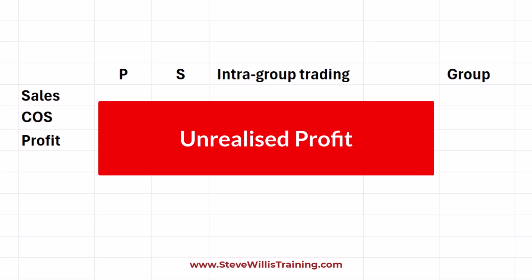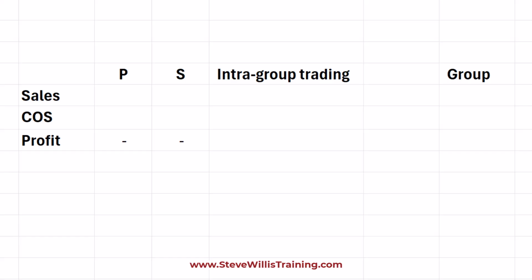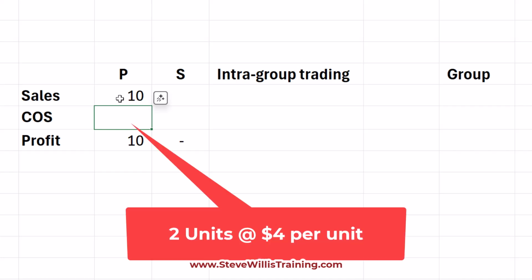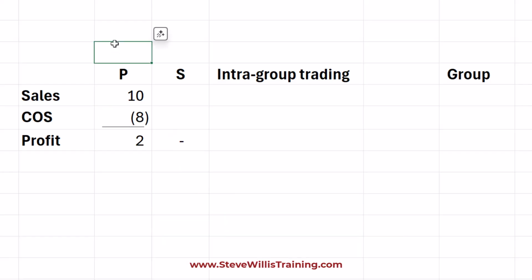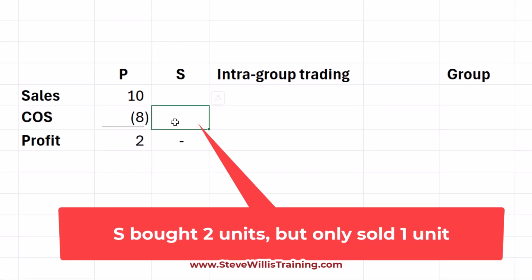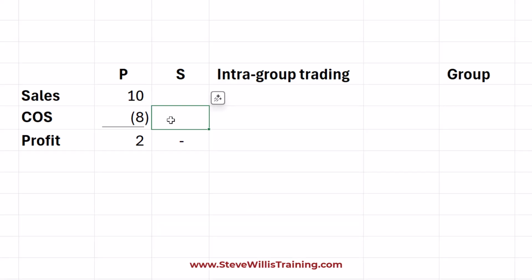Let's look at the next complication. And it's the same situation. P acquires 100% of S at the beginning of the year. P does $10 of sales, and P buys 2 units at $4 a unit, so their cost of sales is $8. Okay? Let's look at the complication now. P sells all of their goods to S, however, S only sells one of those units out of the group. So if S bought 2 units at 10, 1 unit would be -5, would be a cost of sales of 5, and they sold that out of the group for 9.